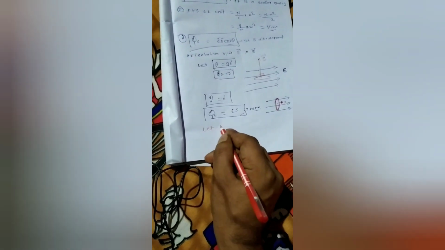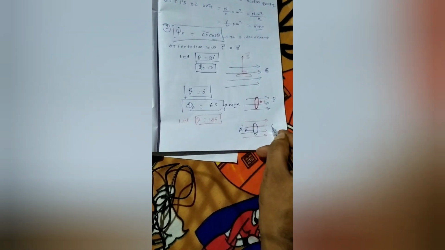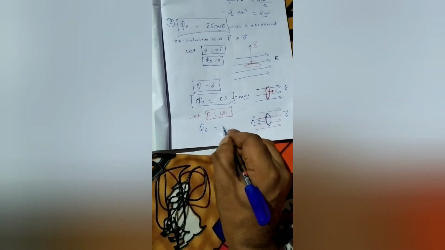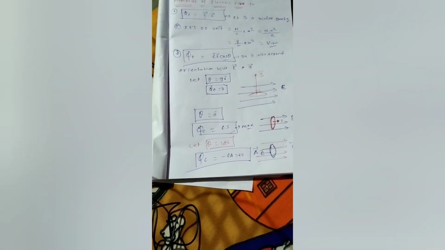Another check, let θ be equal to 180 degrees. In the same case, suppose this is a cross section and its area vector is in this direction. This is the electric field, so both are in opposite directions. So here the flux will be minus EA, or you can say minus ES. Getting my points? So electric flux not only depends on the electric field and area vector, it also depends on the orientation between them. Sometimes it may be 0, sometimes maximum, sometimes negative. See the next point.